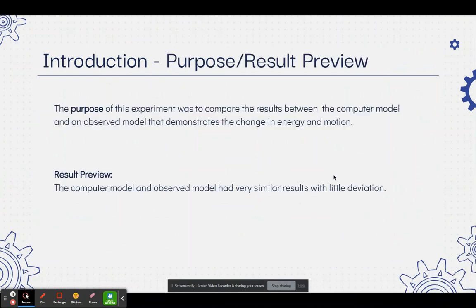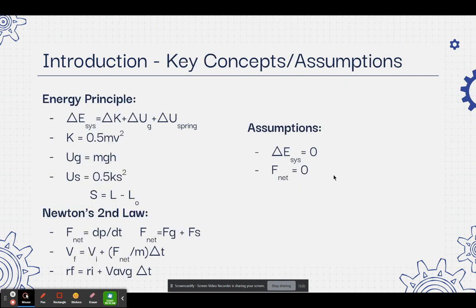And the introduction, the purpose, and a quick result preview of this lab is that the purpose of this experiment was to compare the results between the computer model and an observed model that demonstrates a change in energy and motion through oscillating motion. Now, a quick result preview is that the computer model, when compared with the observed model, had very similar results with little deviation.